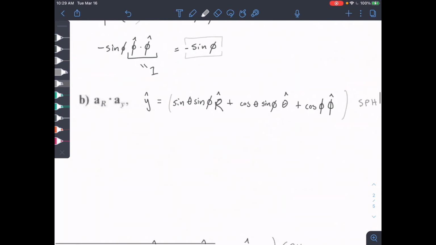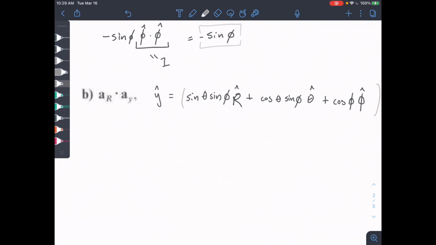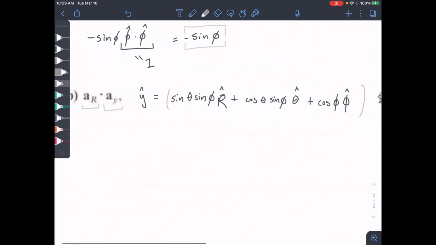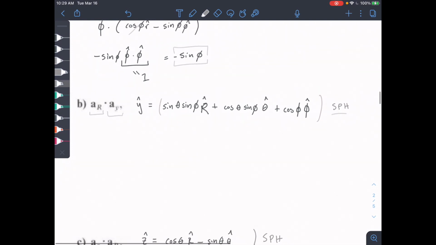Okay, let's go on to B here. Same approach. Our end result is going to be in spherical because we converted our y to spherical. If we wanted our end result to be in Cartesian, we would convert this to Cartesian instead, but it's up to you. You could go either direction for this. Okay, so r hat dot y hat.